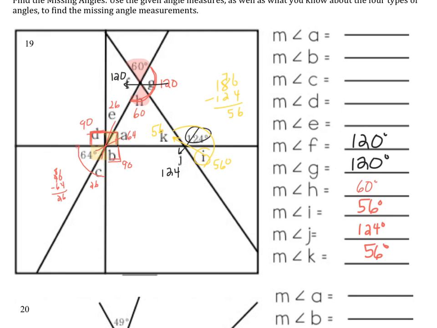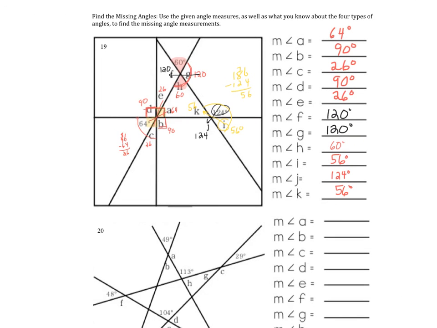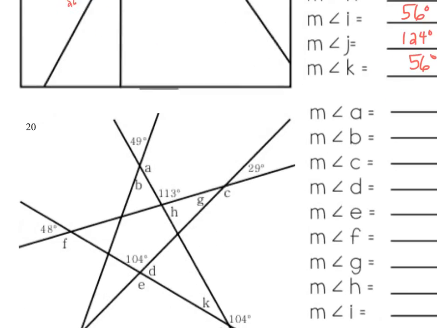So let's fill that out. A is 64, B is 90, C is 26, D is 90, and E is 26. That's it.